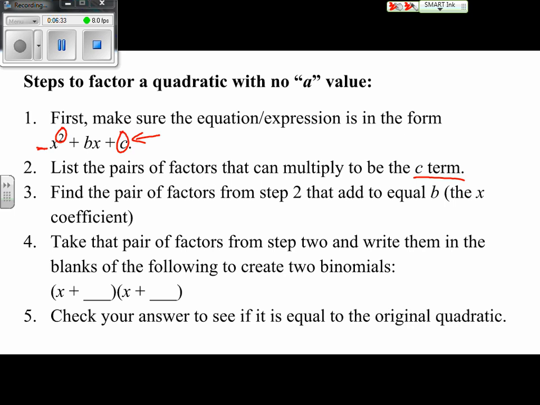Third step, we're going to find the pairs of factors from that step that we can add together to equal the b value. That's the coefficient of x. So again, we want to find numbers that multiply to be c, but add to be b. Then we're going to take those two numbers and plop them into our parentheses. So we'll put one number here, I'll just put a question mark there, and then our second number will go there. We'll put our two numbers that we figured out, that add to be b but multiply to be c, and we'll do that in the opposite order.